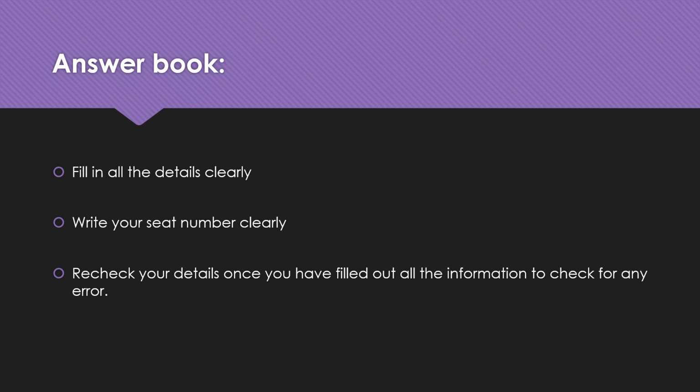The answer book. The invigilator will hand over the answer books to you. Once you receive your answer book, fill in all the details clearly. Write your seat number or your roll number clearly. Recheck your details once you have filled out all the information to check for any error.